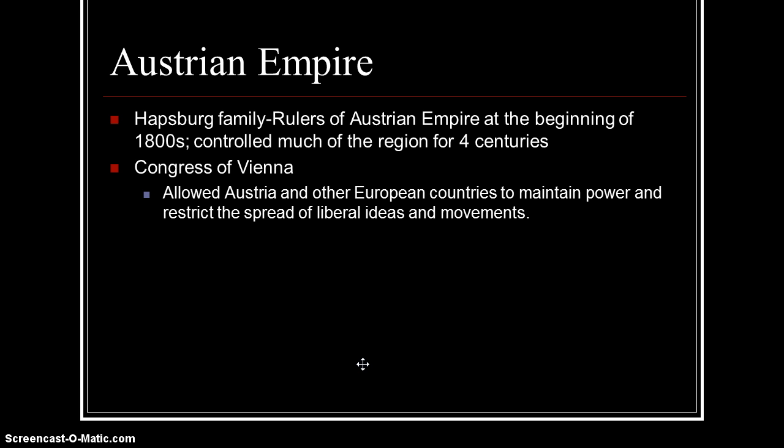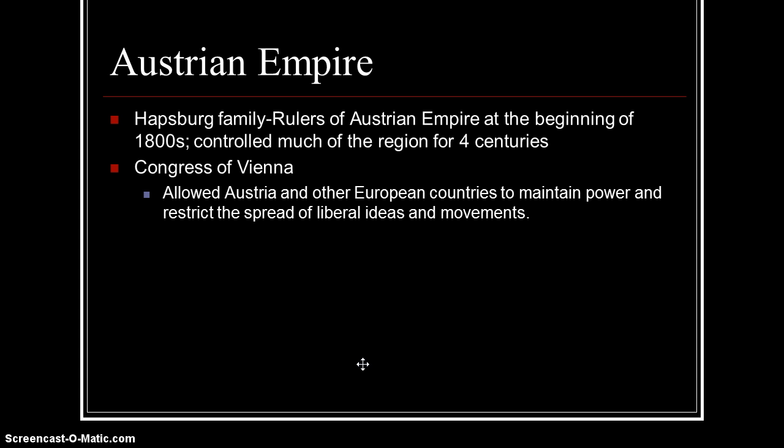The Austrian Empire was ruled by the Habsburg family at the beginning of the 1800s, and they controlled much of the region for 4 centuries. Now we know that after Napoleon took much of Europe, and after Napoleon was removed from power, the Congress of Vienna, made up of many European nations, came and decided how they would split Europe between them and how Europe would function later on.